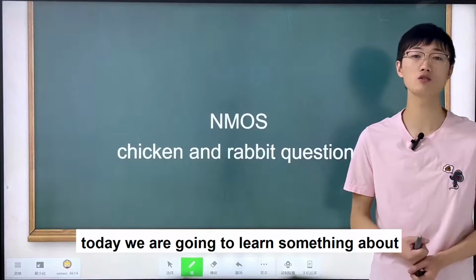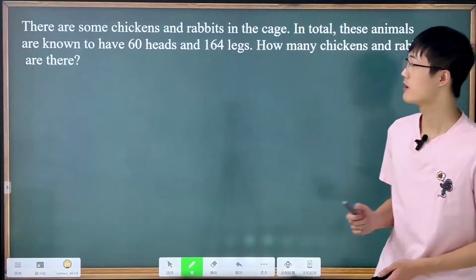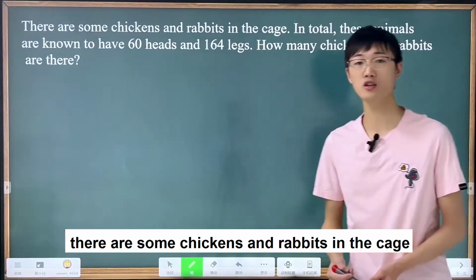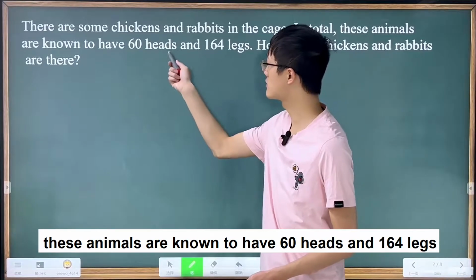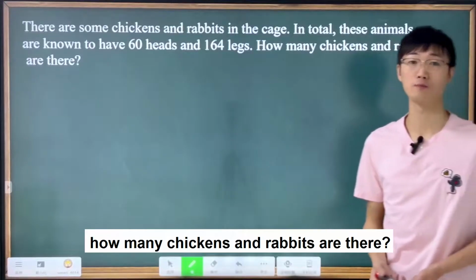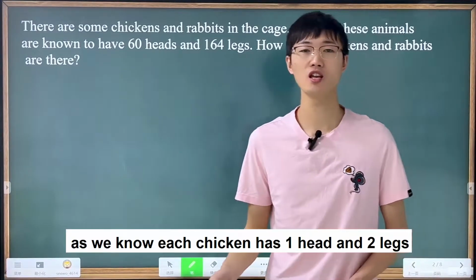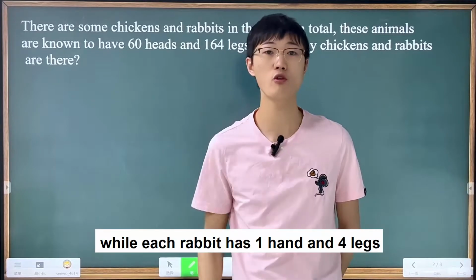Today we are going to learn something about the chicken and rabbit question. Let's see. There are some chickens and rabbits in the cage. In total, these animals are known to have 60 heads and 164 legs. How many chickens and rabbits are there? As we know, each chicken has 1 head and 2 legs, while each rabbit has 1 head and 4 legs.